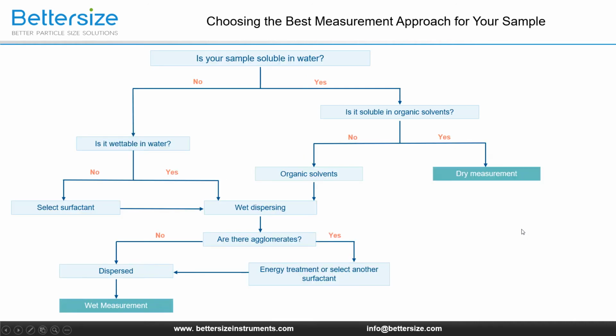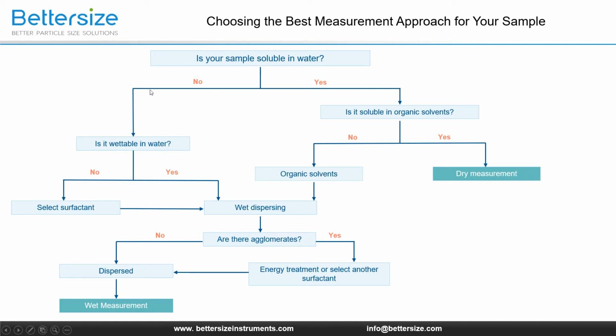Why does the Bettersizer 2600 provide so many dispersion modules? The answer is that the measurement approaches are so different because samples are different. And probably the biggest difference between measurement methods is dry and wet. It means what dispersion medium you should choose for your sample. If your sample is soluble in water and organic solvents, choose dry measurement, which uses air or other gases to disperse the particles. If your sample is soluble in water but not soluble in organic solvents, it is possible to find an appropriate organic solvent as the dispersion medium.